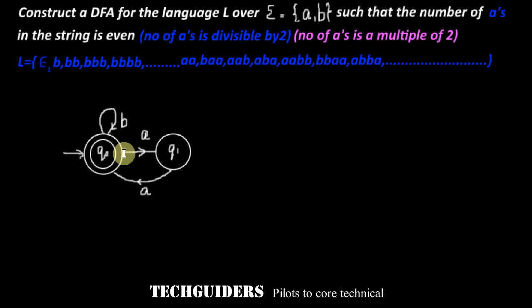From Q0 we have a transition on A, we have a transition on B. From Q1 we have a transition on A. What happens if we see any number of B's here? Then we can remain in the same state Q1, which keeps the memory that the number of A's is odd. So Q0 is the state which represents number of A's is even, Q1 represents number of A's is odd, and here we need to accept number of A's is even, hence Q0 is the final state.